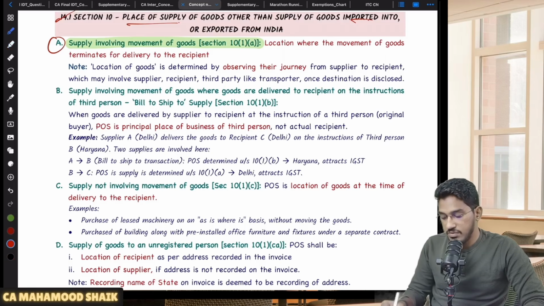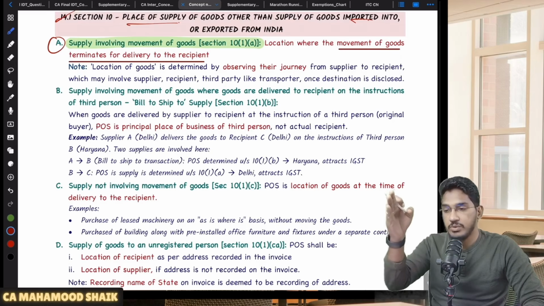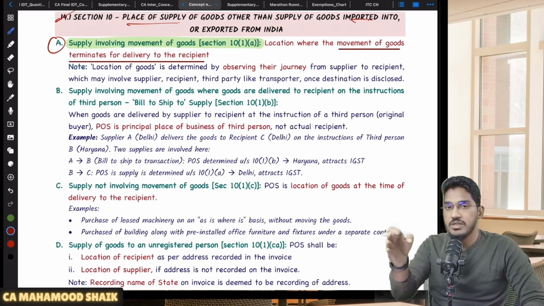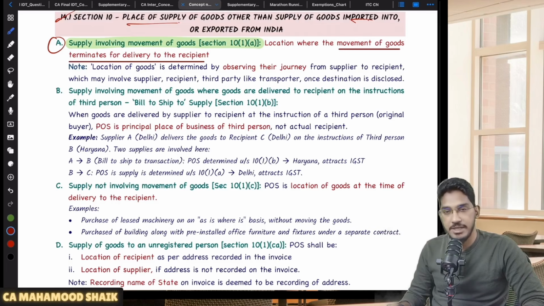So in those cases, wherever the supply involves the movement of the goods, what will be considered as the place of supply? They simply say that in these cases, the place of supply is going to be the place where the movement of the goods terminates for delivery to the recipient. Simply put, the location at which the movement is coming to an end will become the place of supply.